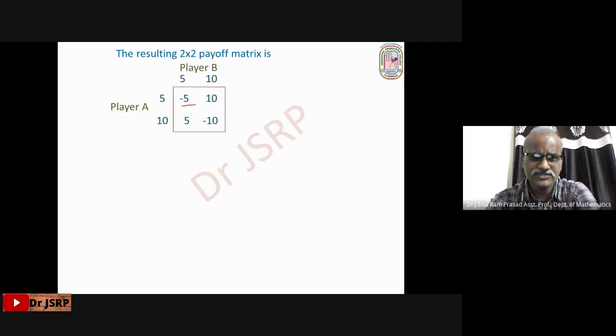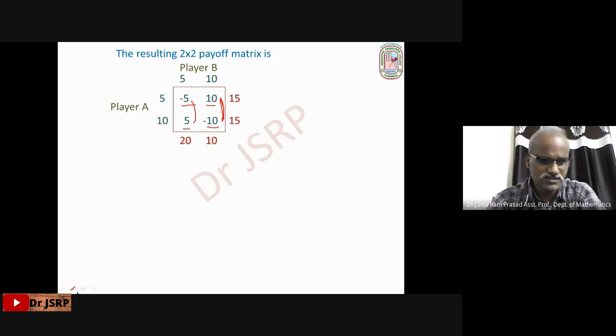First write the difference of the first row: minus 5 minus 10 is minus 15. Take the absolute value, that is 15. Write it opposite to the second row. Take the difference of the second row: 5 minus of minus 10, plus 10, that is 15. Write it opposite to the first row. Next, write column differences. First column difference: minus 5 minus 10, take the absolute value 10. Write it opposite to the second column. Take the difference of the second column: 10 minus of minus 10, plus 10, that is 20. Write it opposite to the first column.